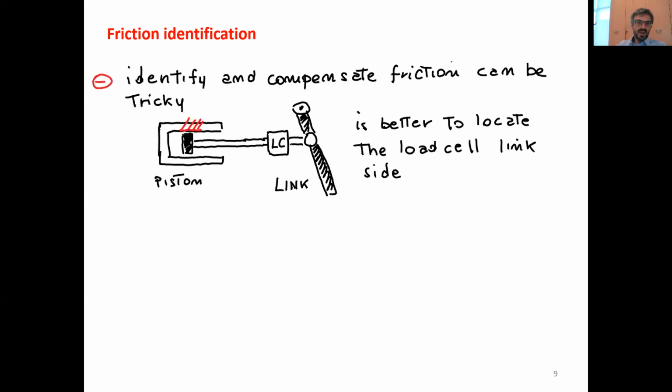So in general, it's better to add, for example, a sensor in a location where you have very low friction. In the case of iCub, of our hydraulic robot, we have the actuator, and the friction in this robot is mainly located in the seal, which is between the sliding part inside the piston, of the piston inside the cylinder.